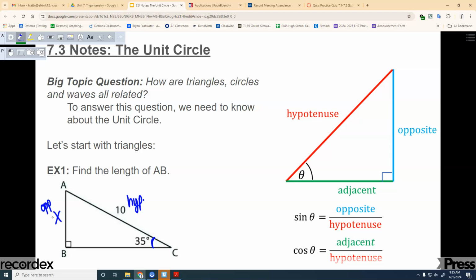Now, those trig ratios that you learned in Math 2, you might have learned like SOHCAHTOA, or sometimes I teach my kids some old hippie called a high tripping on acid, to remember what you have there. But sine is opposite divided by hypotenuse. So I could set up this equation. I could say sine of 35 degrees equals the opposite side, which is x, divided by the hypotenuse, which is 10.